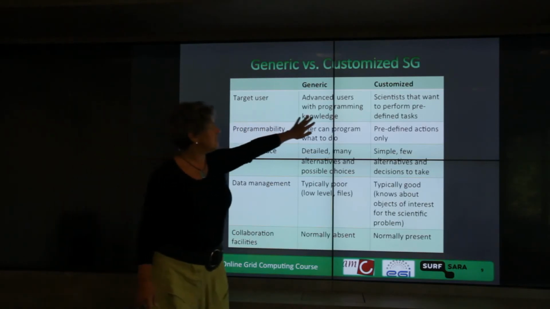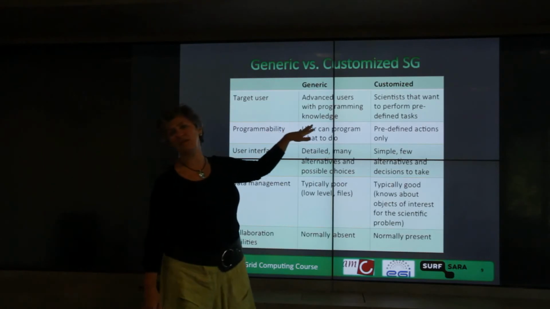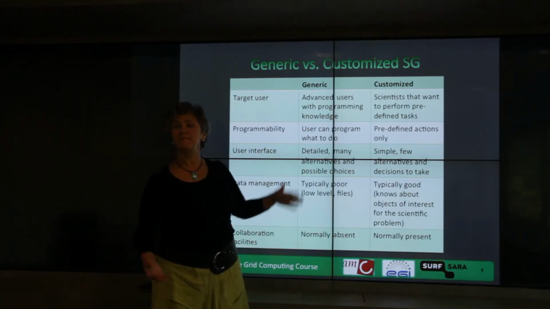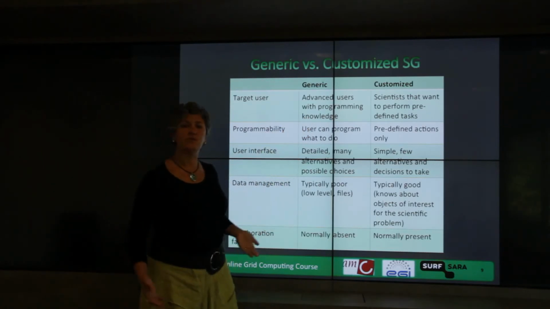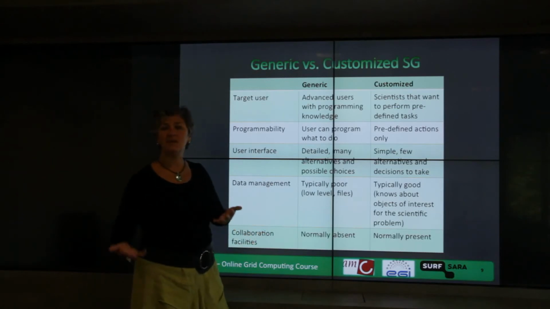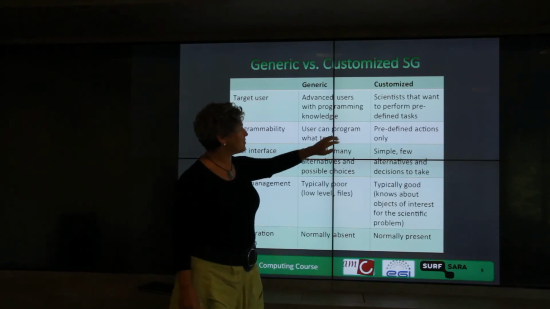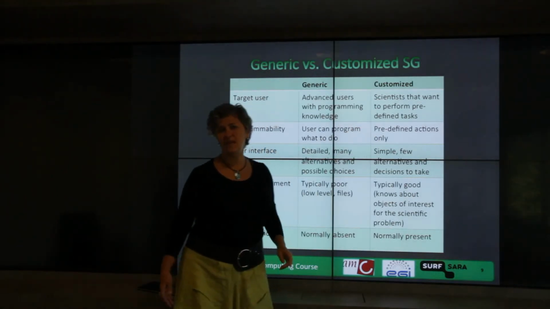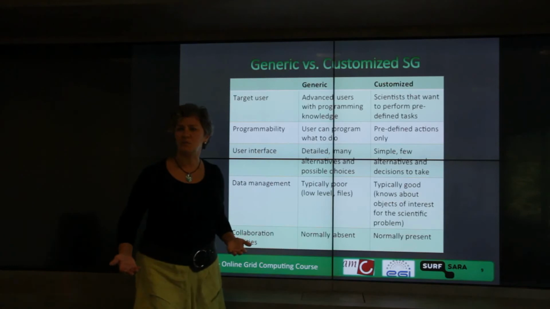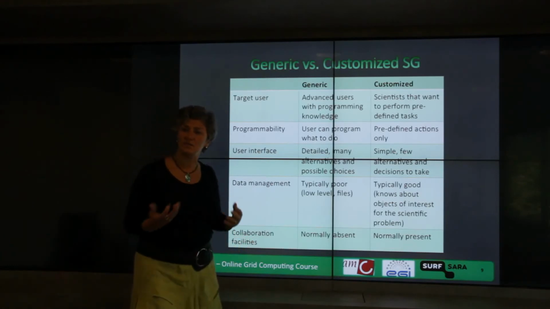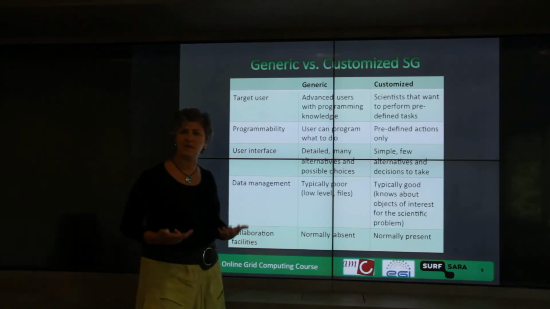First of all, the generic gateways are meant for people that are normally advanced users, like you. You are able to write grid jobs, therefore you are already an advanced user, but not concerning the gateway story. And you have customized gateways for people that do not know how to write jobs. So if they want to run the job, somebody else has to write the program that runs the job and then has to put in some kind of simple interface.